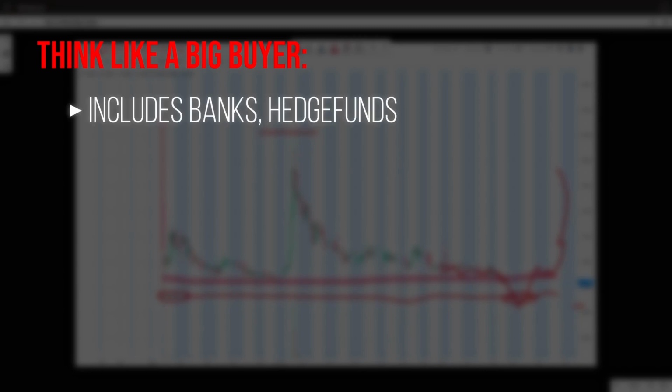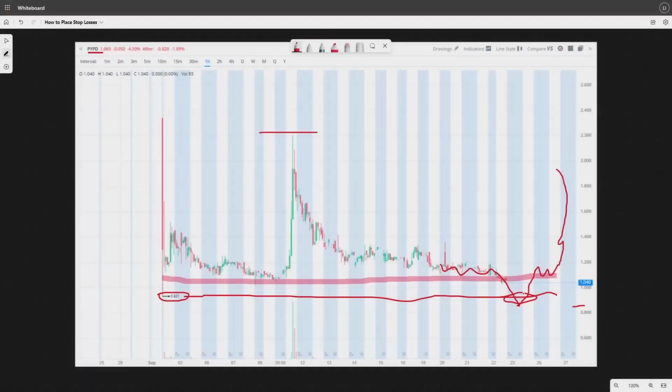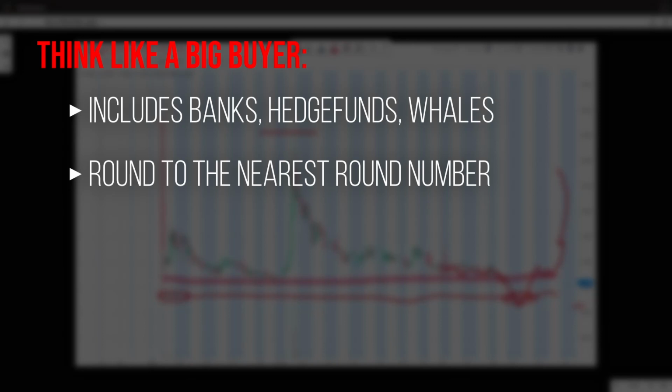So let's pause for a second and think like a big trader. It could be a bank or a hedge fund, maybe even a whale with big pockets. A big buyer would say, hey, I'll buy this stock at 90 cents. They're not going to say, I'll buy this stock at 93.21 cents. They will round it to the nearest round number and say, I'll buy it at 90 cents. And that's where they would place their buy order.